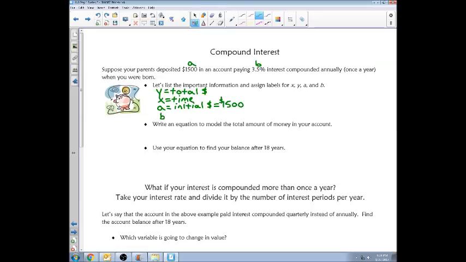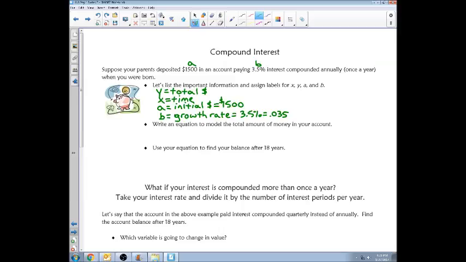And our B is our growth rate, which in this case will be 3.5% or 0.035. Write an equation to model the total amount of money in your account. We don't know how many years it is, so in this case we still have to use X for X, okay?